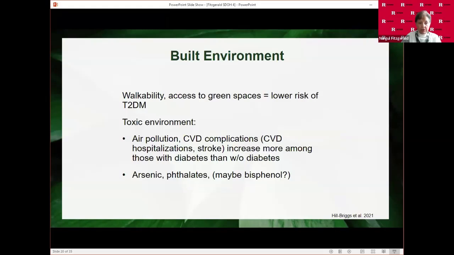And in our environment, there is also some research. There is still a lot to do in this field, but there is some research indicating that air pollution, other contaminants in our environment, like arsenic, phthalates, and bisphenols, so maybe we're not sure about that in relationship to type 2 diabetes yet. But these contaminants actually are linked to higher rates of cardiovascular complications among people with diabetes than the rates that were seen among people without diabetes.